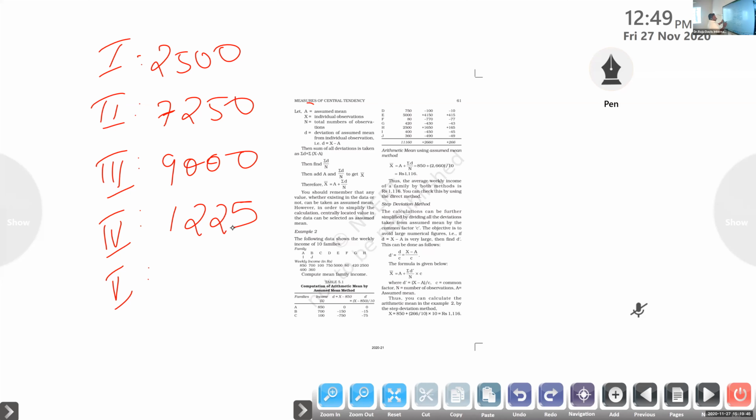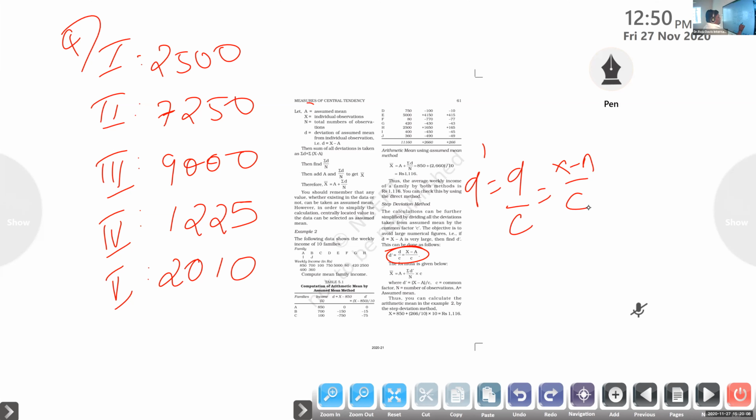and 2,010 rupees. So the fourth question: find out the arithmetic mean by the step deviation method. The equation is here. d dash is equal to d divided by C, which is x minus a divided by C. So x bar is equal to a plus sum of d dash divided by n into C.